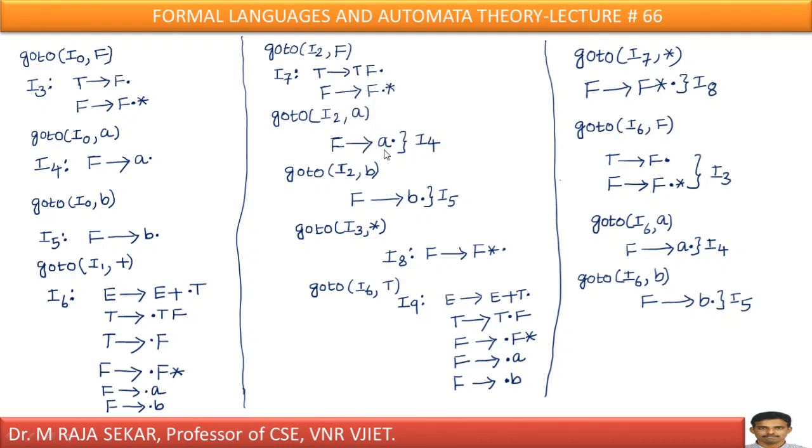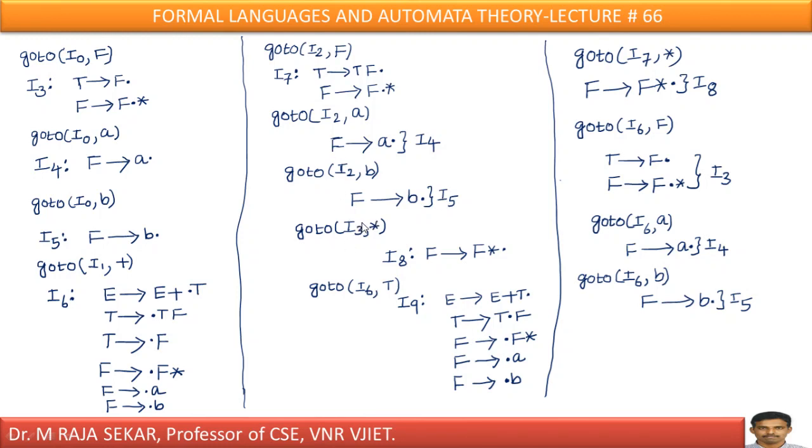I am getting F goes to A dot, but it is already named as I4. Just I am rewriting I4. I2 comma B, I am getting F goes to B dot. It is already named as I5. You need not write a separate name as it is already there, isn't it? Now we completed I0, I1, I2.